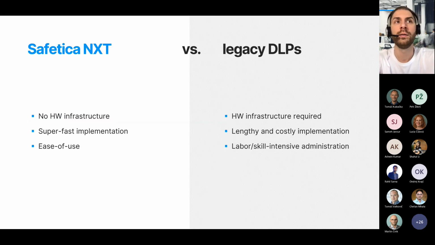But I would also like to talk a little and position Safetica Next against the legacy, really traditional DLPs, to rest what is available on the market. So I mentioned that Safetica Next, as it is cloud native SaaS, doesn't require any hardware infrastructure. It's super fast to implement. Literally, you can do it in minutes or hours, and then of course you need to spend a couple of days with the settings and fine tuning, but it's nothing in comparison to the legacy DLPs, and we'll get to it later. It's super easy to use because it's risk driven.